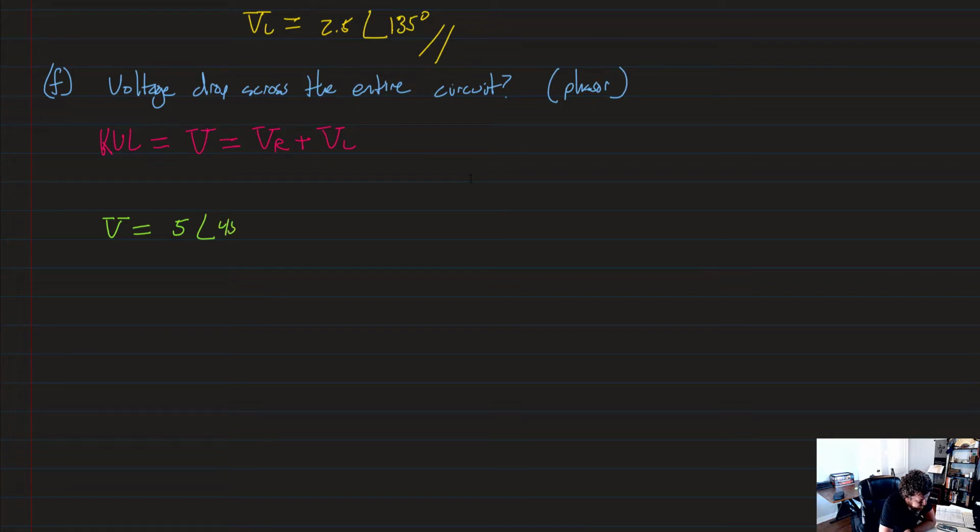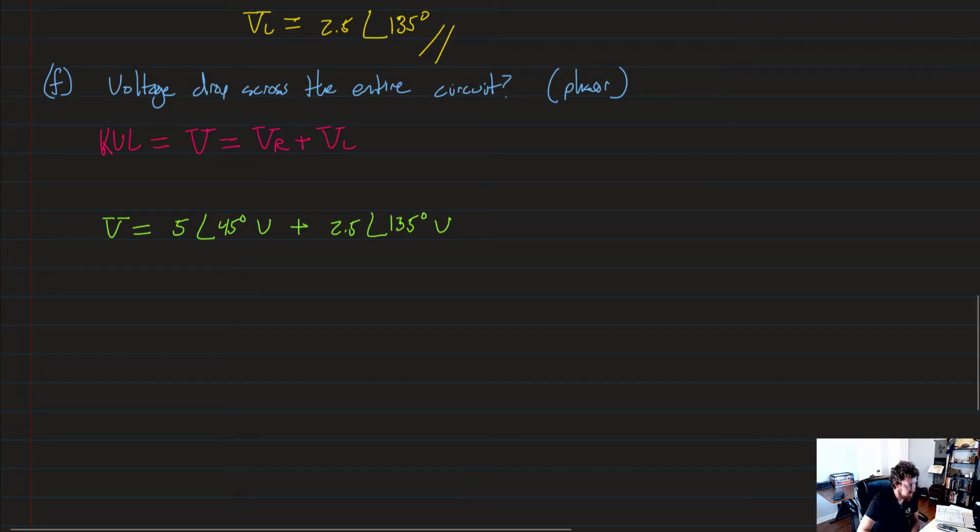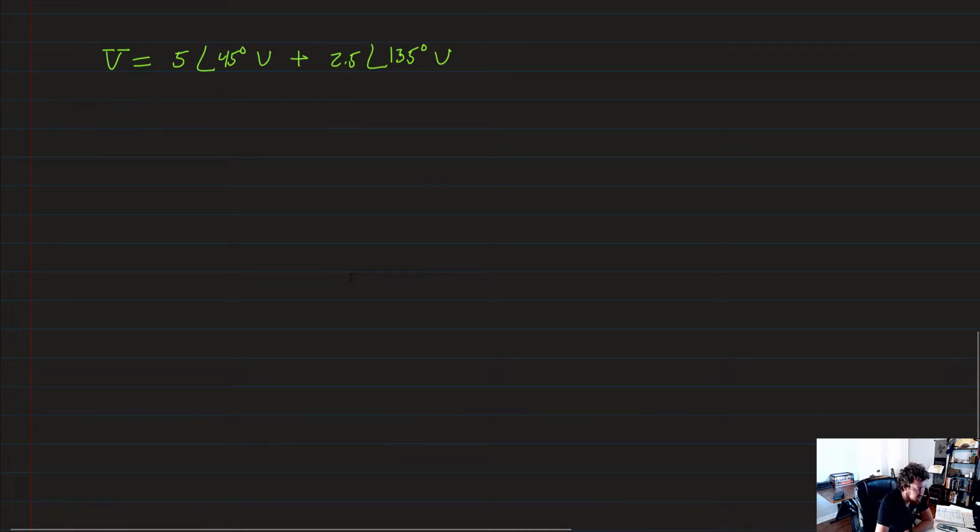5 at an angle of 45 degrees, and that's in volts, plus, we've got it right there, 2.5 at an angle of 135 degrees, also given in volts. Now, hopefully you remember from our phasor video that we actually cannot just add these up directly. We need to convert them. So these guys are in polar form. We need to get it into rectangular form so that we can add it, and then we have to convert back to polar form. So it's a little bit tedious, but not that complex.